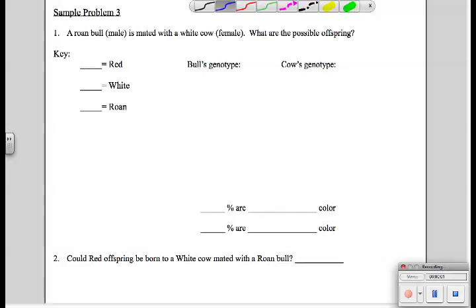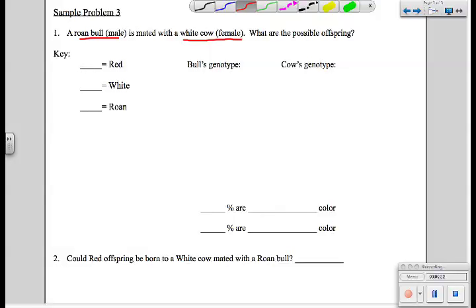All right, this is sample problem 3, dealing with incomplete and codominance. Let's take a look at this problem. In this problem, I have a roan bull, which is a male cow, that's being mated with a white cow female. From our readings and from our class discussion, we know that roan is a combination color.